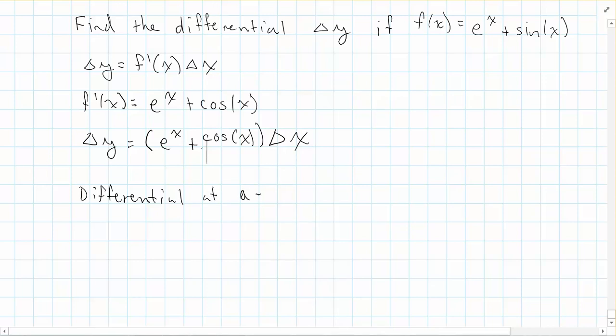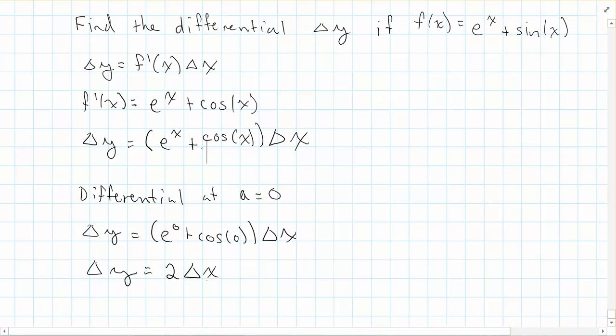And then if we wanted to know what the differential is at a equals 0, we would simply do delta y is equal to (e to the 0 plus cosine of 0) delta x. So delta y would just be 2 delta x. That's all there is with differentials. So that's the only type of question I'm going to be asking with differentials. As I said, they should be pretty straightforward problems.